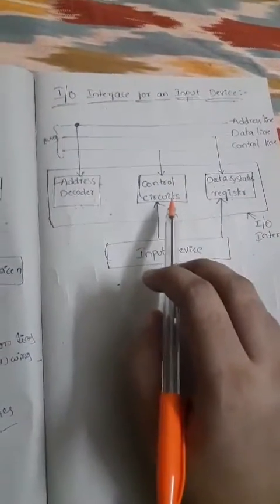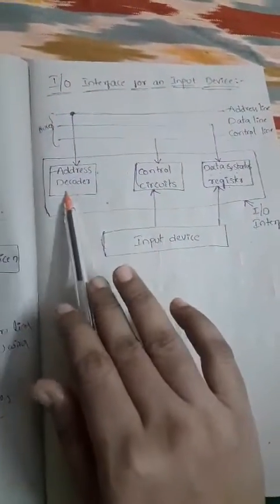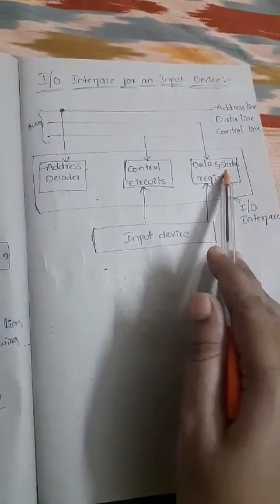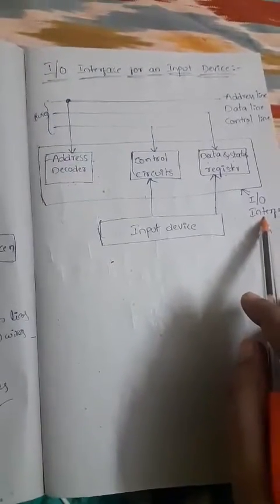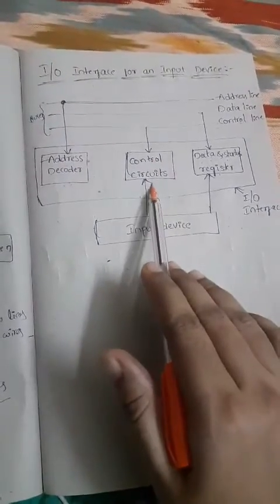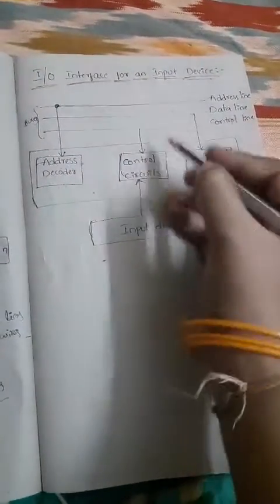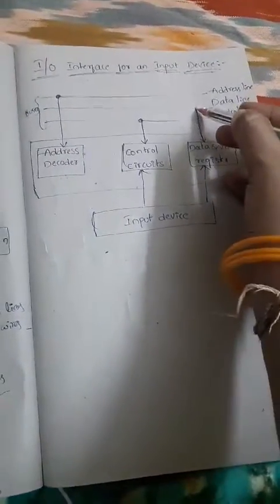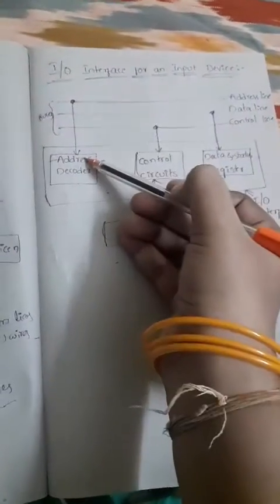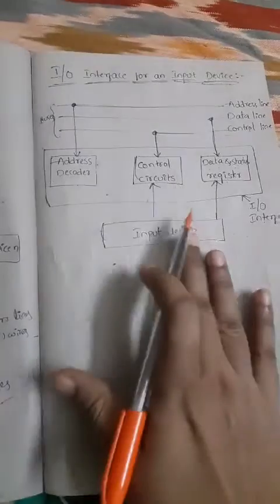Now coming to what we have here in total: address decoder, data and status registers, and the control circuits. This total circuit we can call the IO interface. The control circuit controls all the activities. After holding the data, it will appear on the data lines. That's why the address lines will be connected to the address decoder, the control lines will be connected to the control circuit, and the data lines will be connected to the data register. All this will be monitored by the input devices.